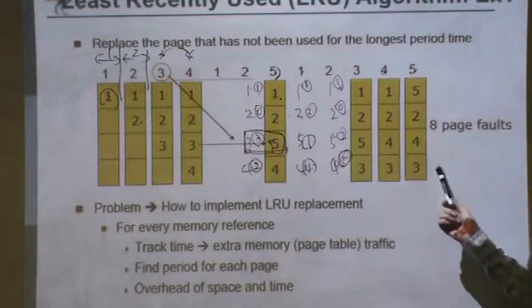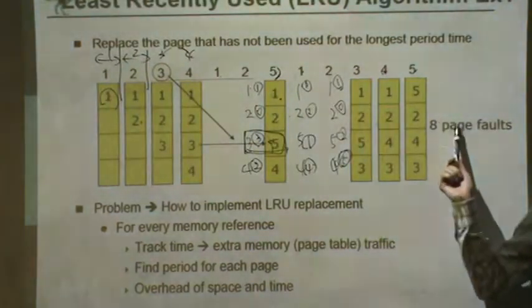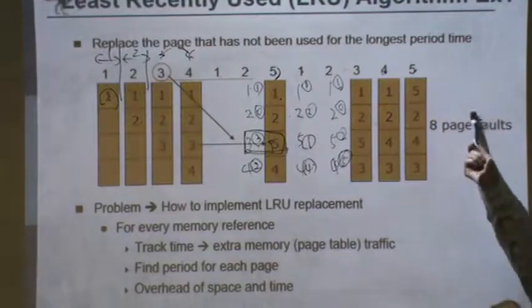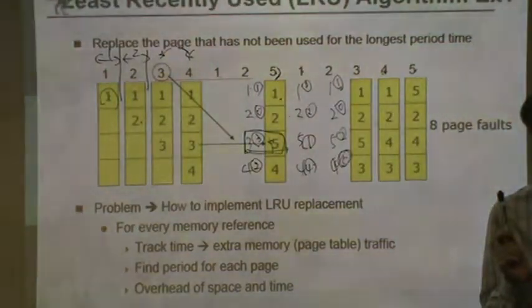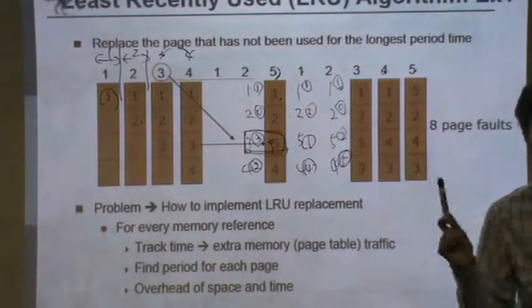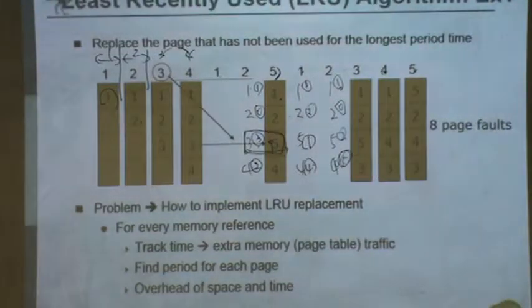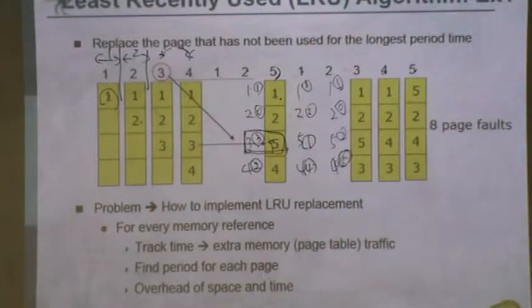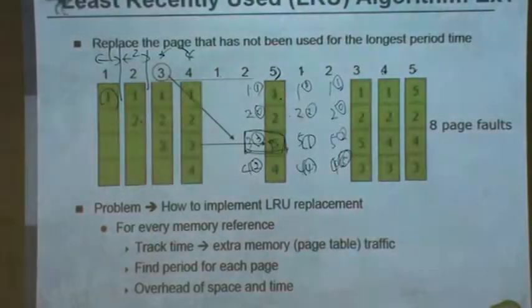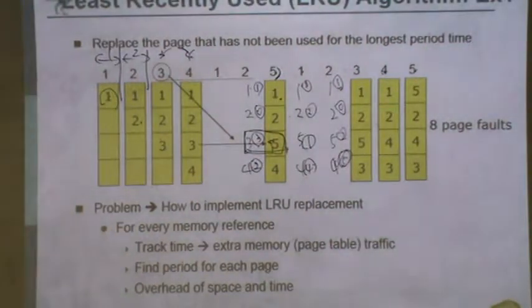It provides reasonably high performance, which means fewer page faults. Okay, 8 page faults. But if you have a longer reference string, usually the performance is better than first in, first out. Problem? Anyone?